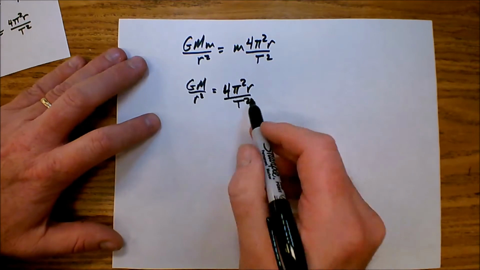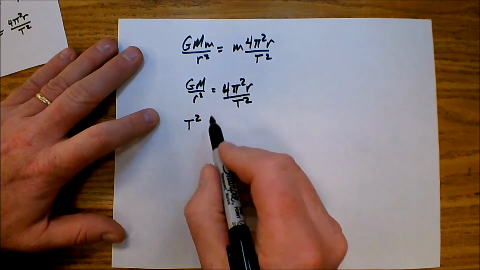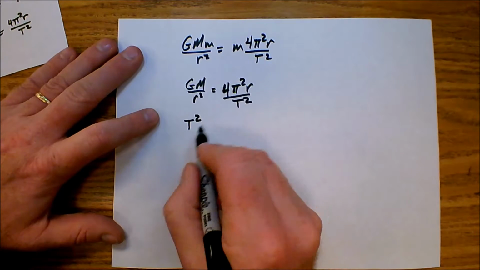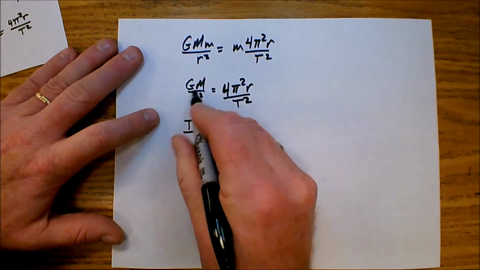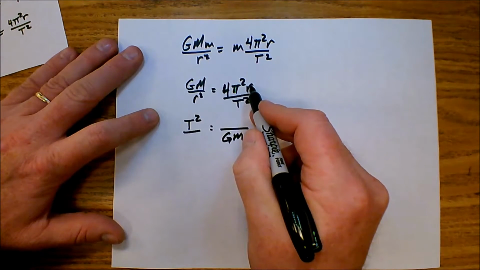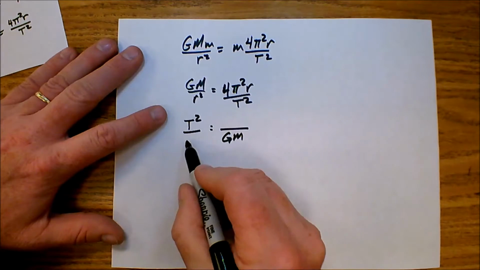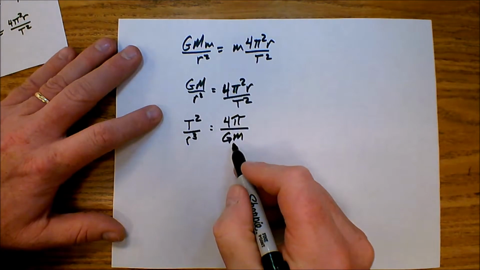Now I'm going to clean this up just a little bit. I'm going to bring the T squared up here, so T squared. I'm going to bring the GM down here. So the GM and the T squared are going to switch places. I'm going to bring this r over here, divide both sides by r to get it down here. That gives me T squared over r cubed equals 4 pi squared over GM.